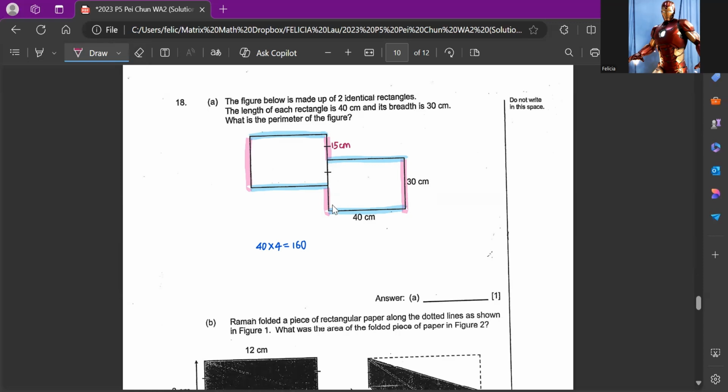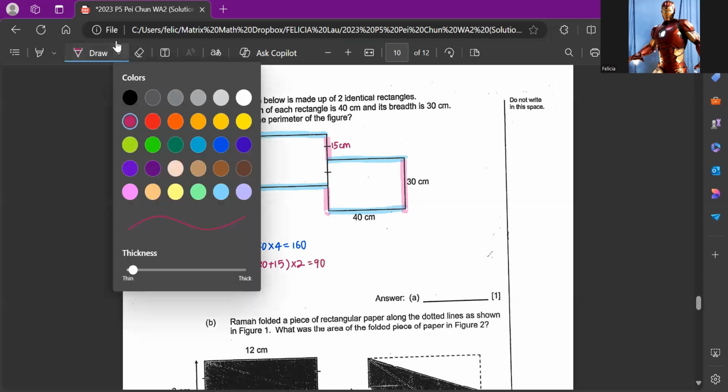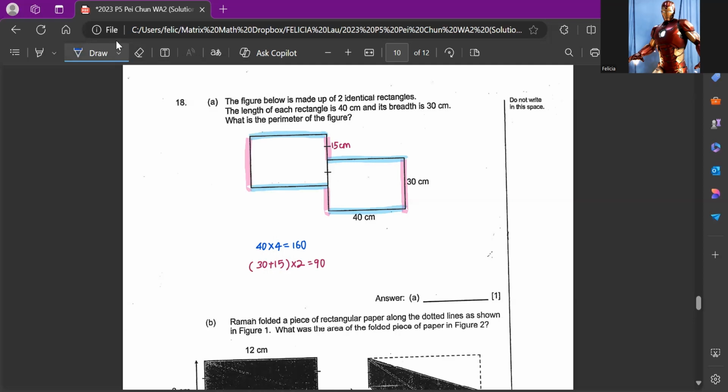So that means 30 plus 15. Together you can times 2, because there will be another set of 15 and 30 here also, the left side and right hand side. So this will be 90, and that's it. You can now add these two numbers together to find your perimeter. So 160 plus 90 works out to be 250 cm.